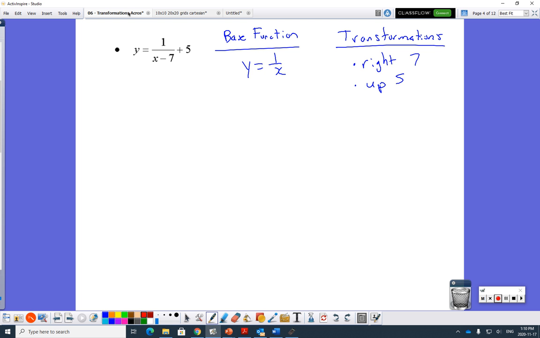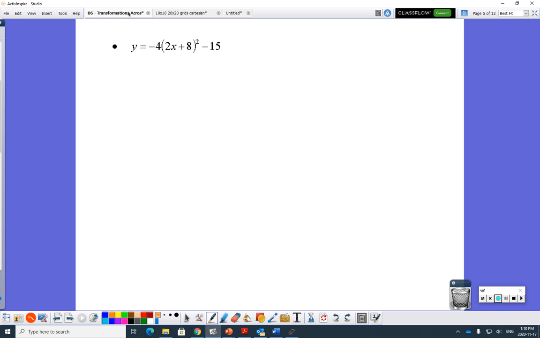I'm trying to over-explain everything here in the middle of COVID, advanced functions in quadmesters and everything like that. But I'm not going to over-explain this too much. This is parabolas, yeah? Parabolas should be pretty good by now.